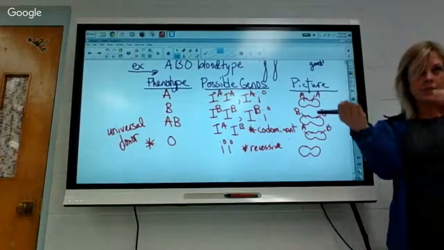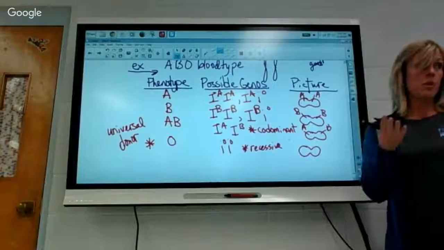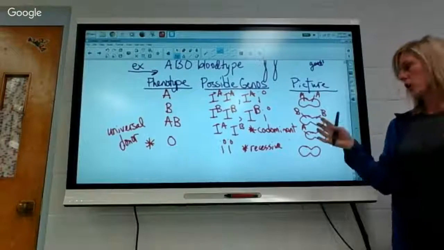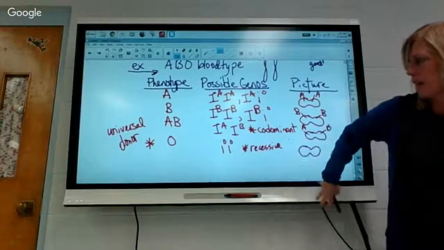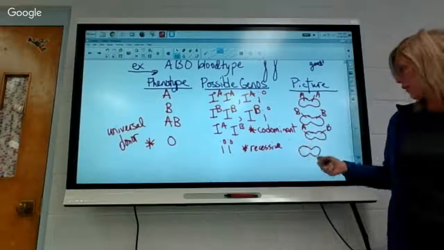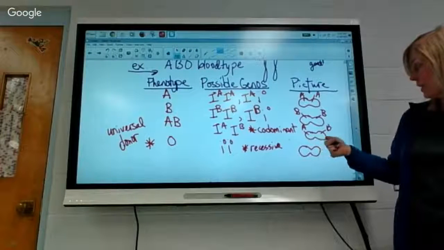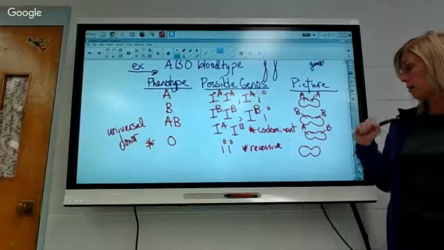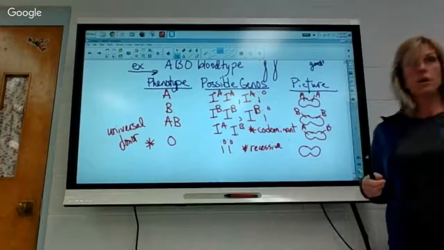Now, that takes us to the positive and the negative part, and I'll show you how that works separately down here. But overall, O is the universal donor because there are no proteins here that your immune system is going to pick up and say, that doesn't belong.